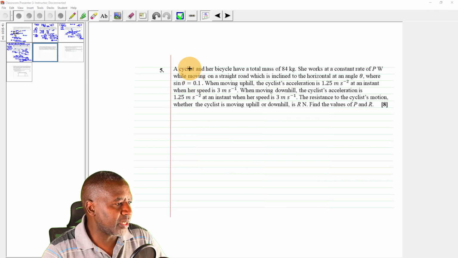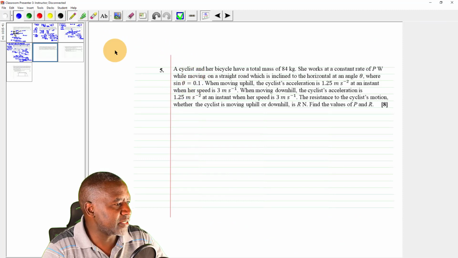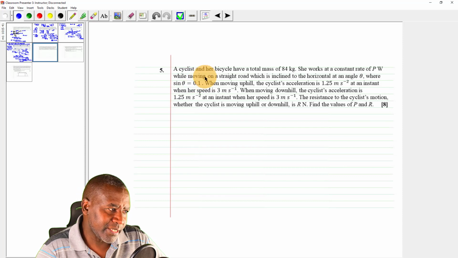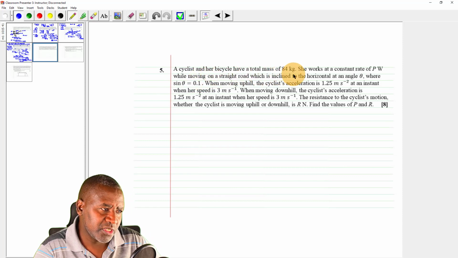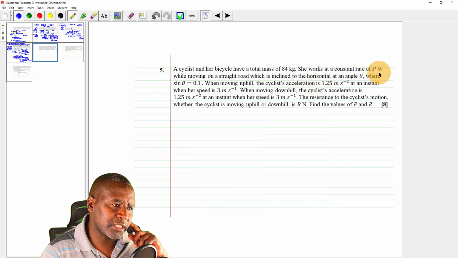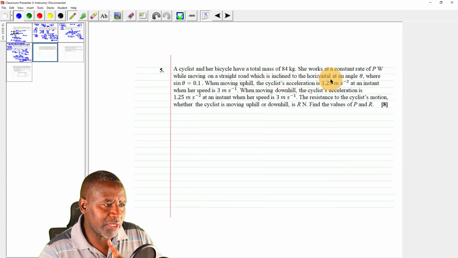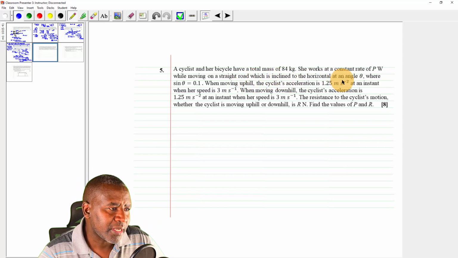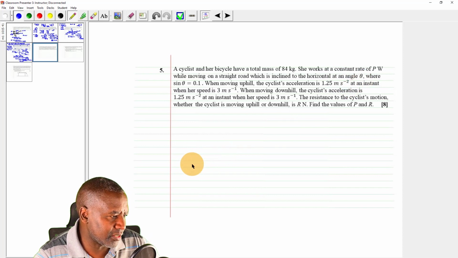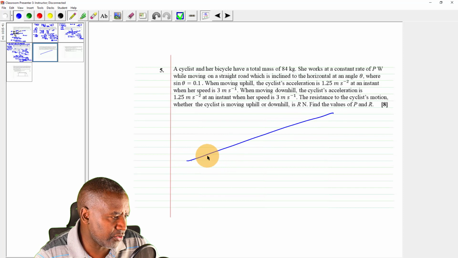Okay, here we are at question number 5. Let's see what it talks about. A cyclist and her bicycle have a total mass of 84 kilograms. She works at a constant rate of p watts while moving on a straight road which is inclined to the horizontal at an angle theta. So this is the situation. Straight road inclined to the horizontal at an angle theta.